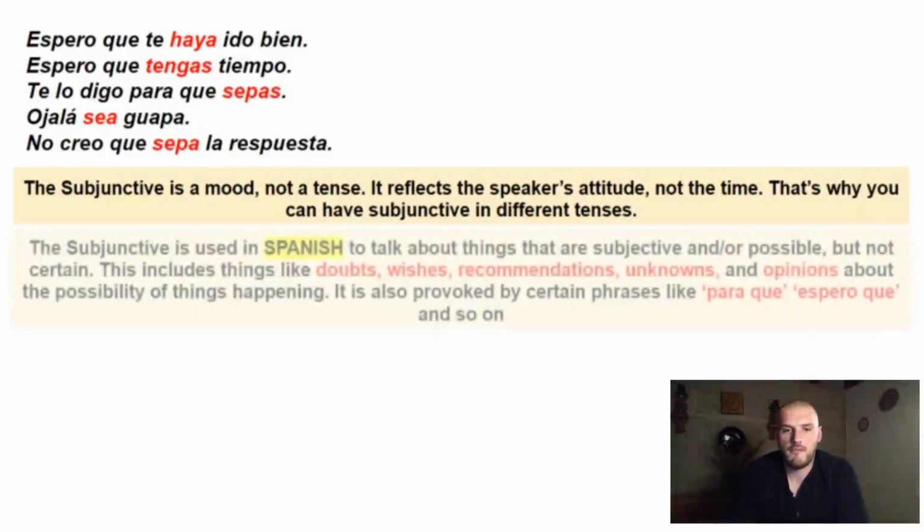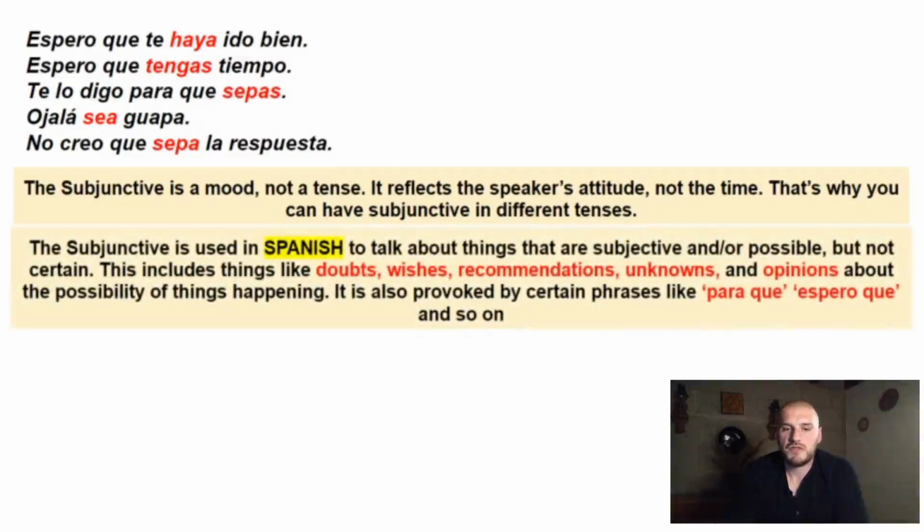The subjunctive is used in Spanish to talk about things that are subjective and or possible, but not certain, okay? This includes things like doubts, wishes, recommendations, unknowns, and opinions about the possibility of things happening, okay? For example, look at this first example.